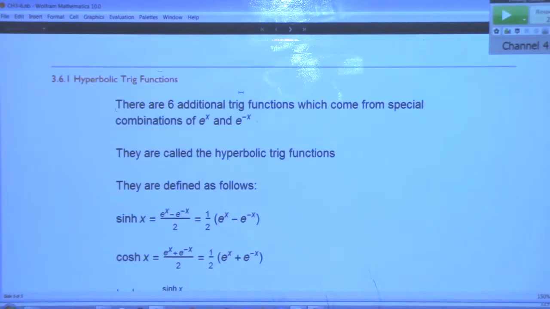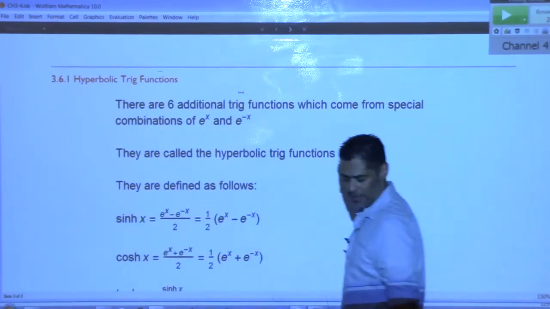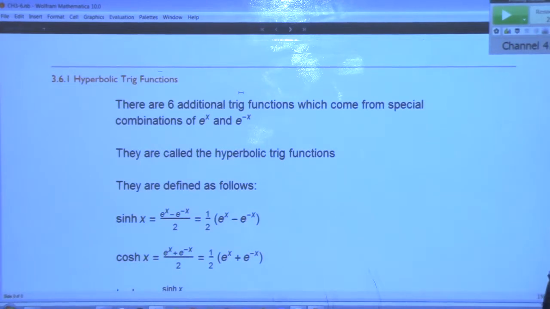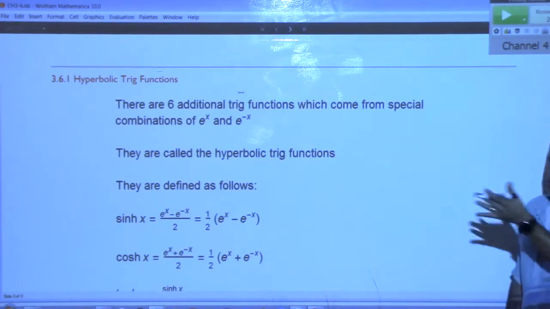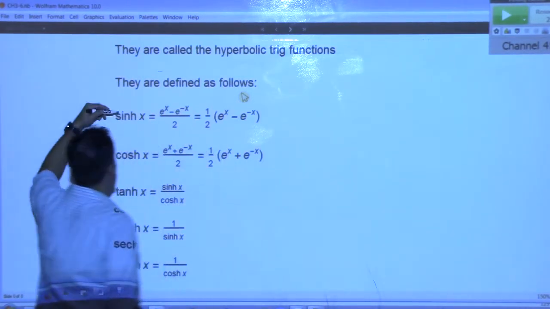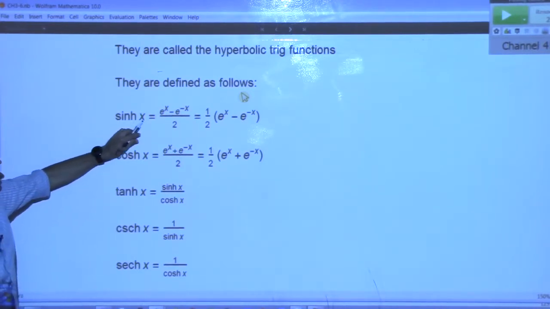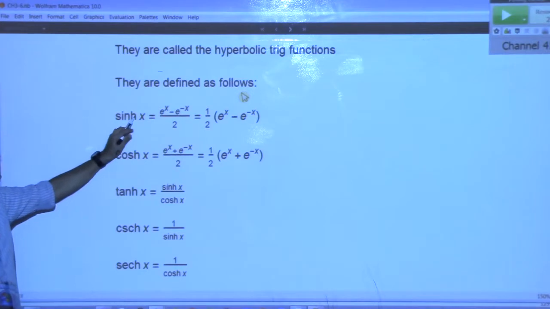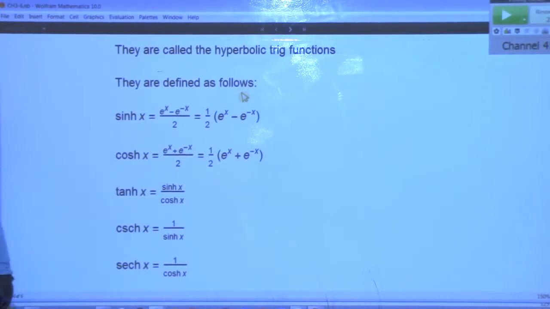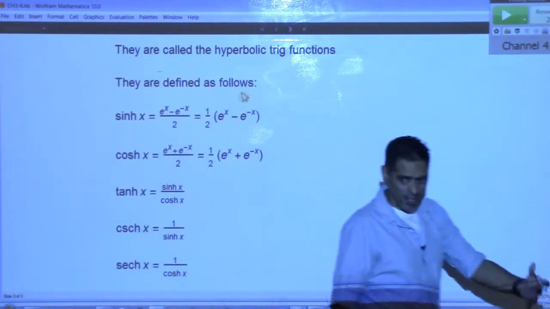So there are 6 new trig functions called the hyperbolic trigonometric functions that are very different than your standard trig functions. You have sine of x, cosine of x, tangent of x. Now we have these new ones. They're written with an h after the sine, and then of x. This is your hyperbolic sine function. And the definition of the hyperbolic sine function is very different than the definition of the sine function.